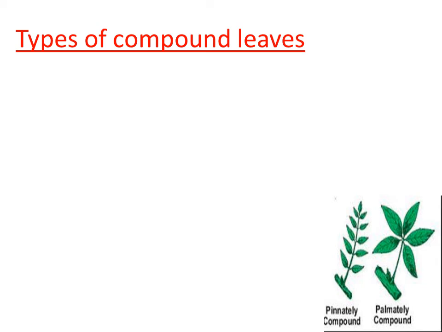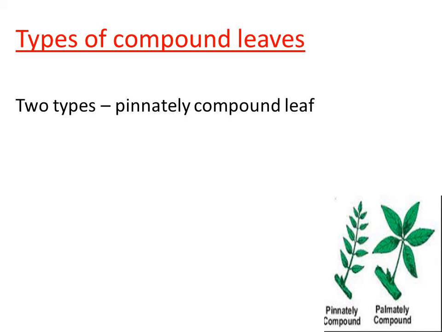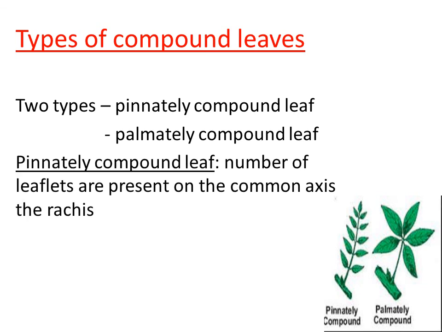Compound leaves are divided into two different types. One type of compound leaf is the pinnately compound leaf and the second one is the palmately compound leaf. Based on where the leaflets arise, the compound leaves are divided into two types. One is the pinnately compound leaf and the other is the palmately compound leaf. Let us look into the first type, the pinnately compound leaf. Why is it called a pinnately compound leaf?